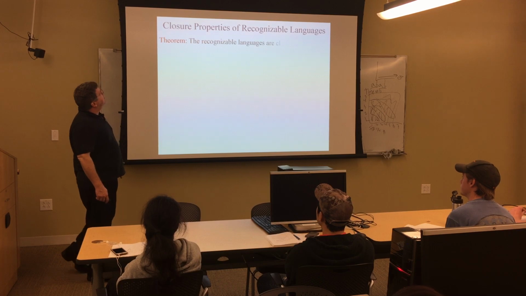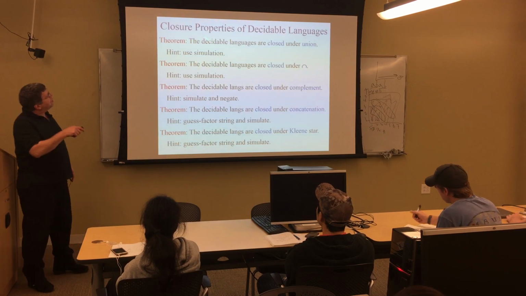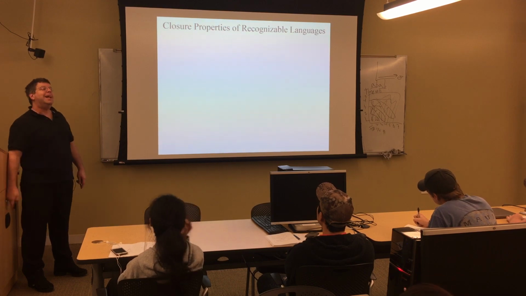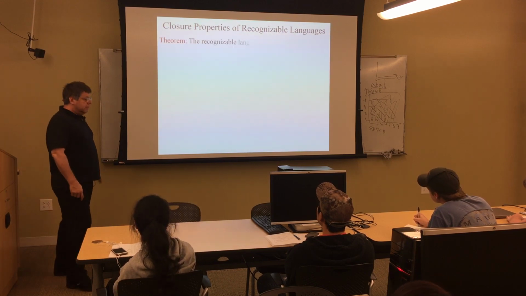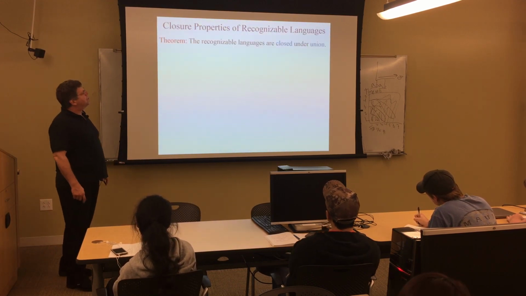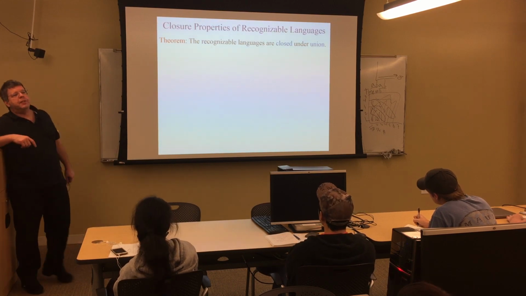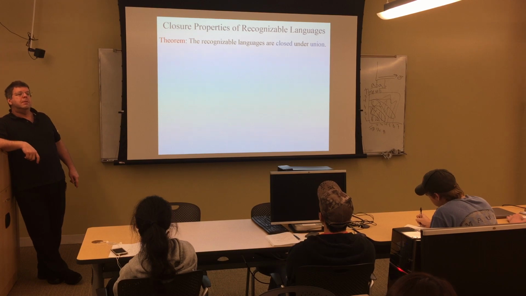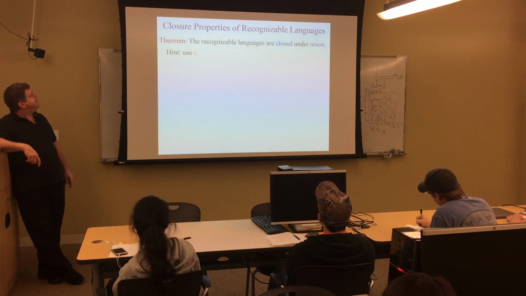All right. So we did this closure property of decidable languages. Let's more quickly do closure properties of recognizable languages. Same deal. So we just proved 5 theorems. Let's prove 5 more for the same price. So the recognizable languages are closed under union. Why? Simulate.